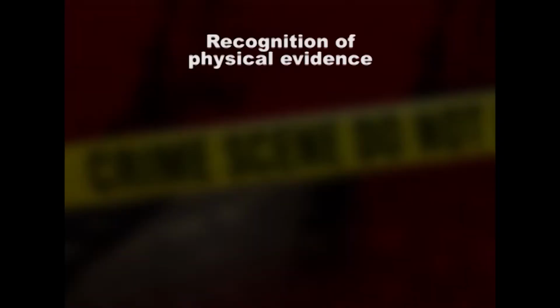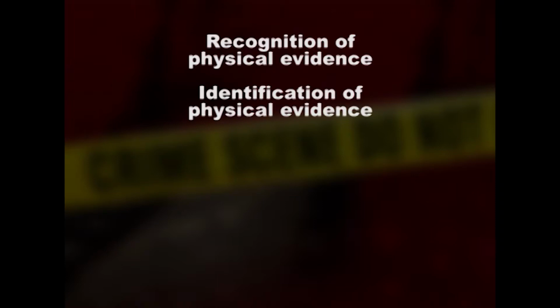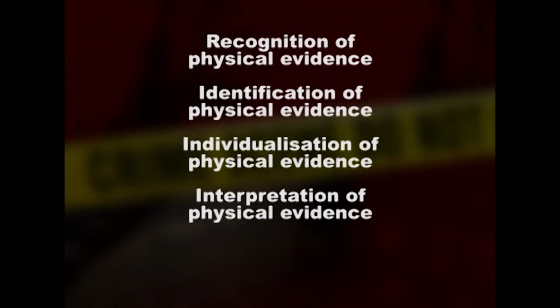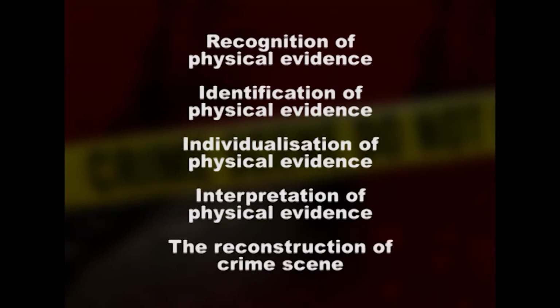My dear students, now we will discuss the crime scene reconstruction process that involves many steps such as recognition of physical evidence, identification of physical evidence, individualization of physical evidence, interpretation of physical evidence, and finally, the reconstruction of crime scene. So let's start this discussion.